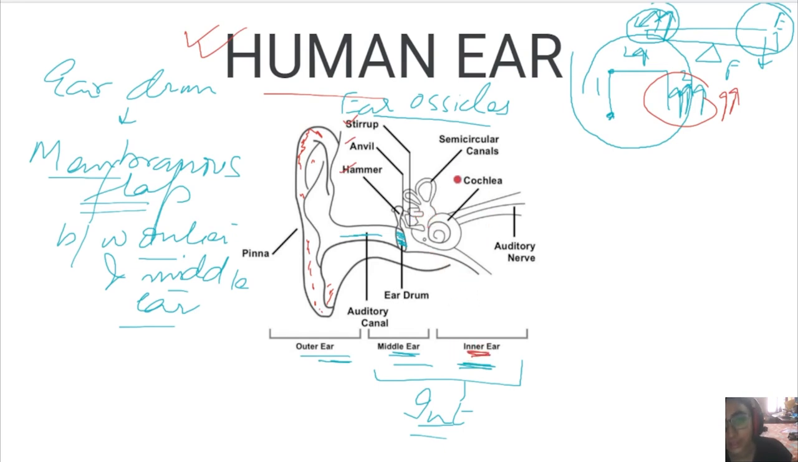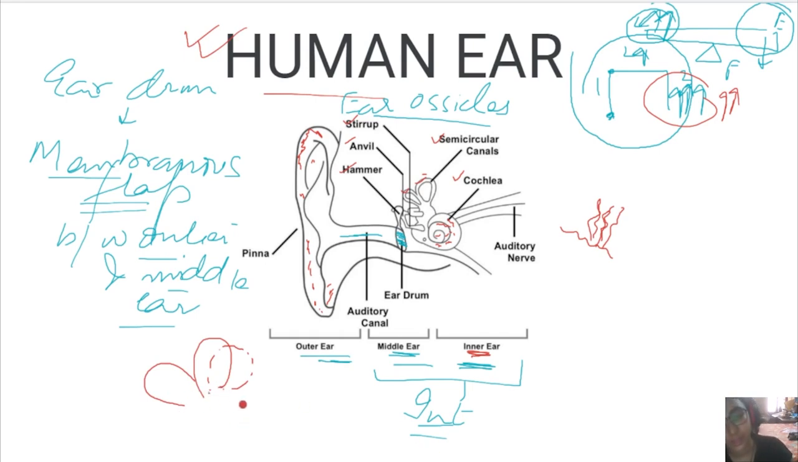So what does the inner ear consist of? It consists of a cochlea and semicircular canals. The cochlea, as you can see, is like a spiral portion, and here we get a lot of fluid, and we also get certain hair cells. What's the significance of the hair cells and the fluid? I'll come to it later. And here are certain semicircular canals. They are placed 90° to each other.